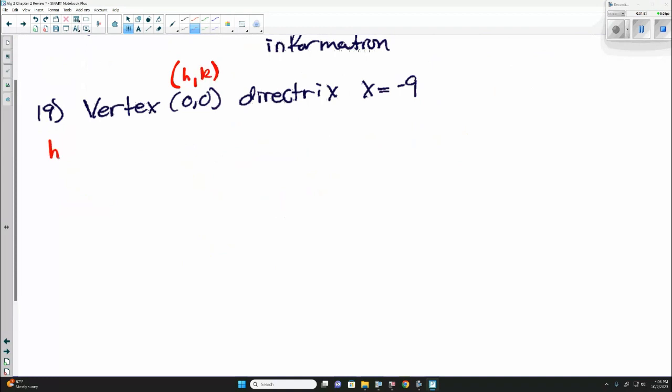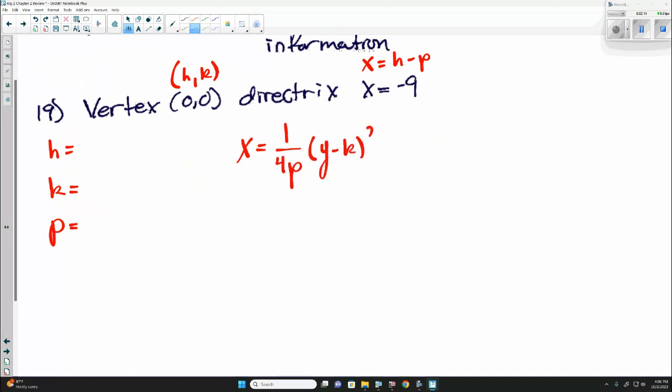Our vertex is the point H comma K. And the directrix x equals, well, there's only one of the equation with a directrix of x equals, and it's actually given to us by the equation x equals H minus P. It also tells us that we're looking at the equation x equals 1 over 4P times Y minus K squared plus H.